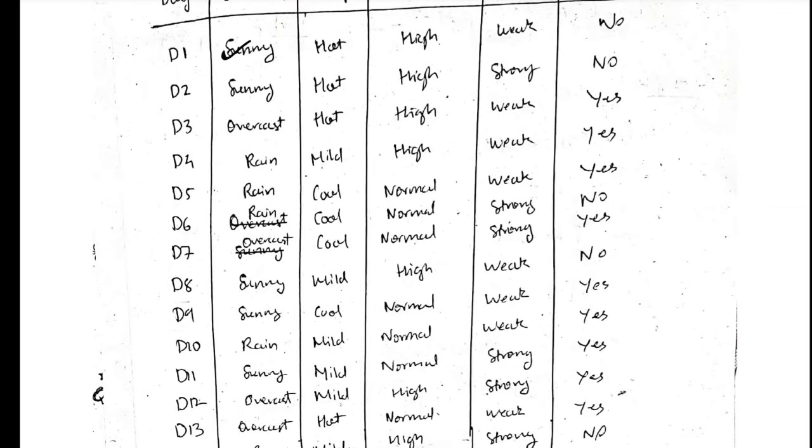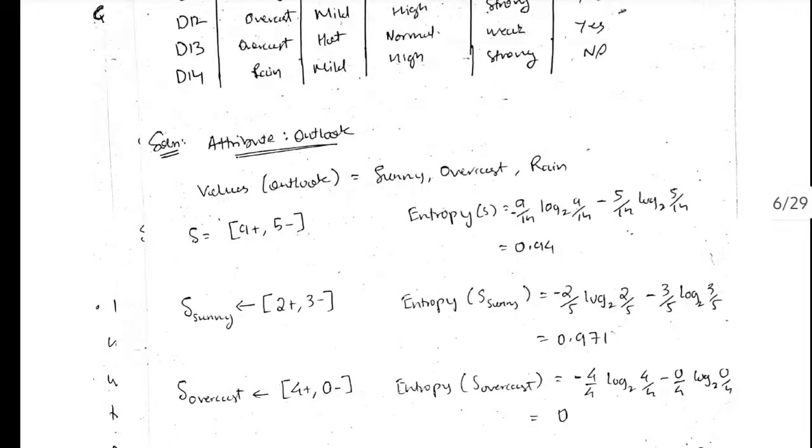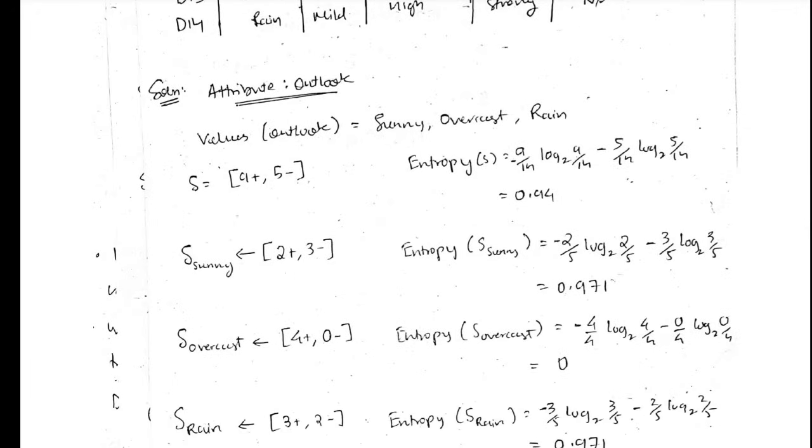1, 2, 3, 4, 5. 5 sunny are there, and how many yes and how many no? No, no, and no. 3 no's are there, and 2 yes are there. So that's what we will be writing here: 2 yes and 3 no's. So I'll be writing there 2 plus and 3 minus, beside S sunny.